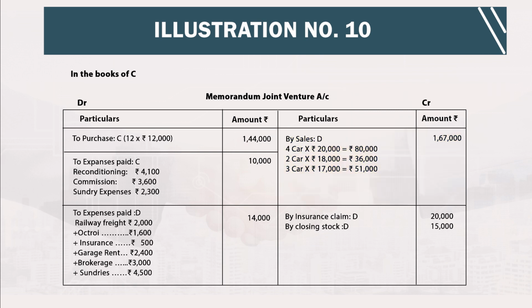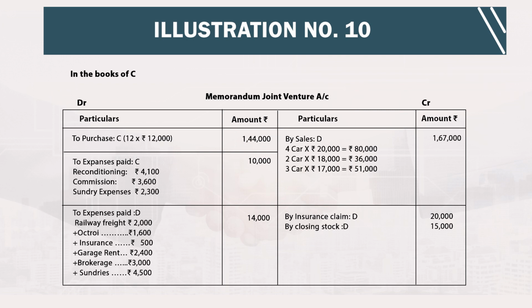Now, expenses paid by D will be on the debit side. So, here 2,000 for railway freight, octroi rupees 1,600, insurance rupees 500, garage rent rupees 2,400, brokerage rupees 3,000 and sundries rupees 4,500. Total expenses paid by D rupees 14,000. This amount will be on the debit side.